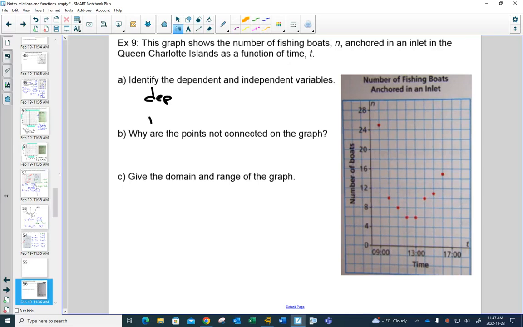Which one's dependent? Which one's independent? One of these I have to say number of boats, one of them I have to say time. Time is independent. Time is the x. Number of boats is dependent.